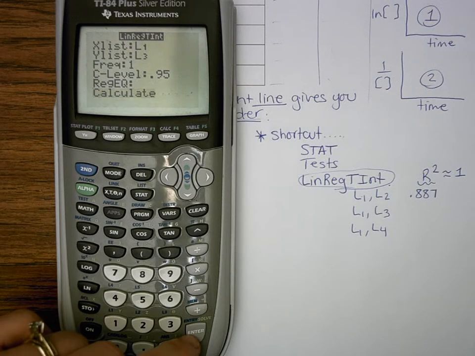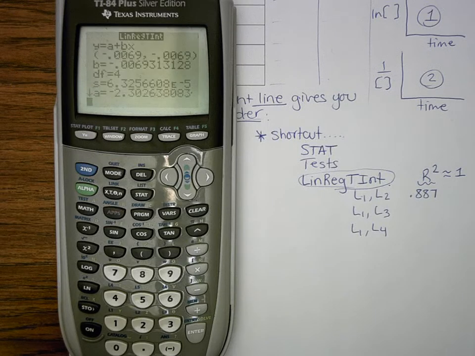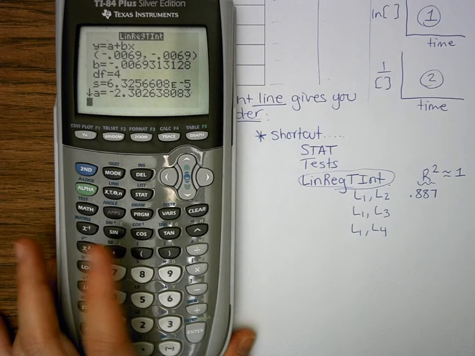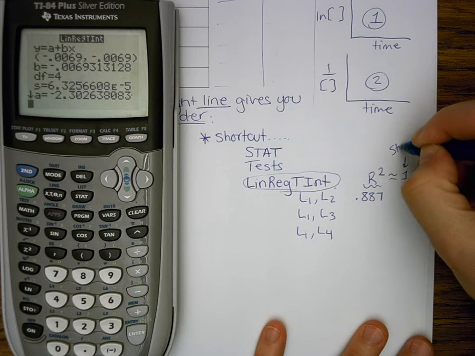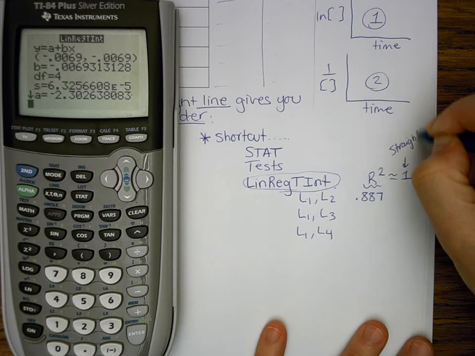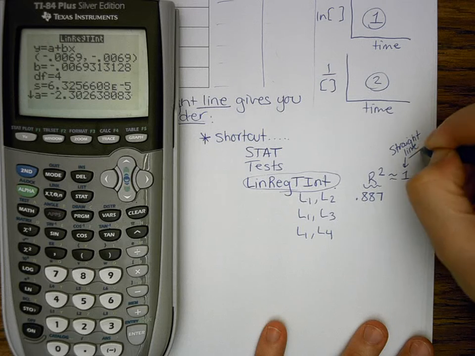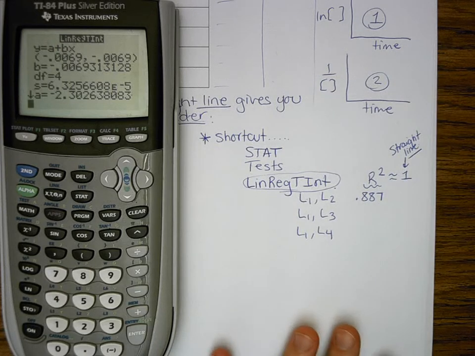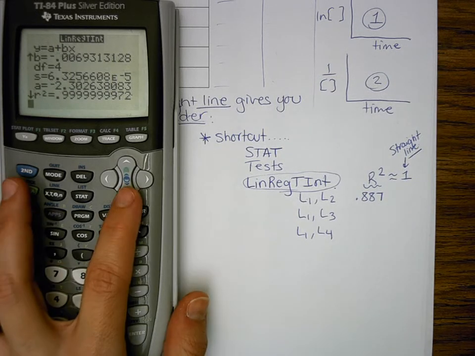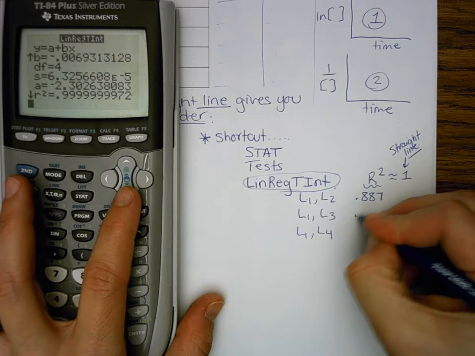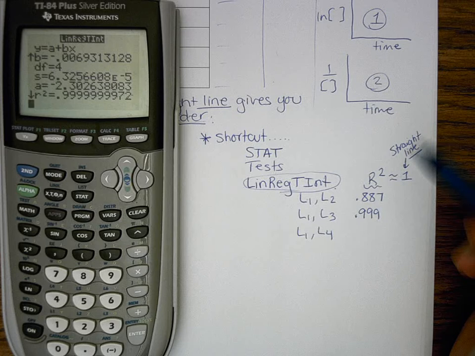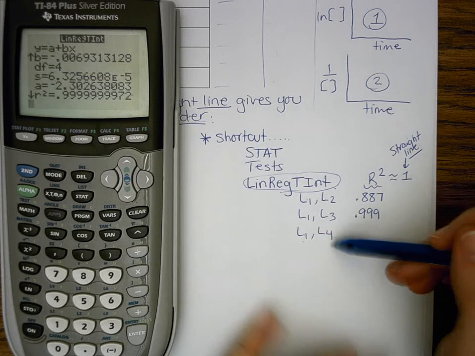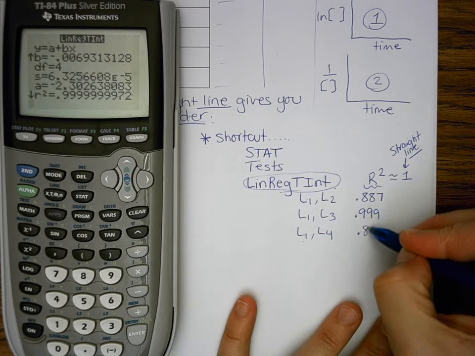And scroll down to calculate. Ooh, yes. And then that just means that one's a straight line. Okay, this one gives me an R-squared value of 0.999. And then you would do it again for L1 and L4, and you would look up your R-squared value, and it would give you 0.88.